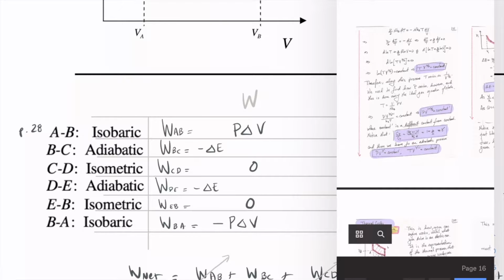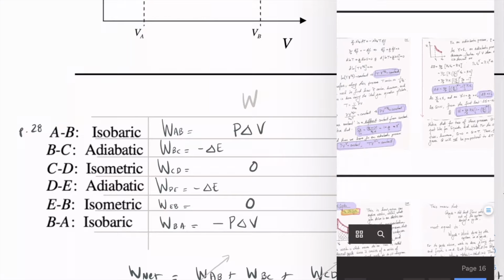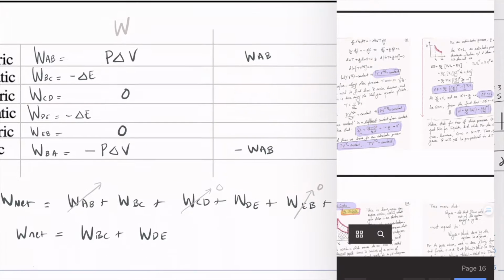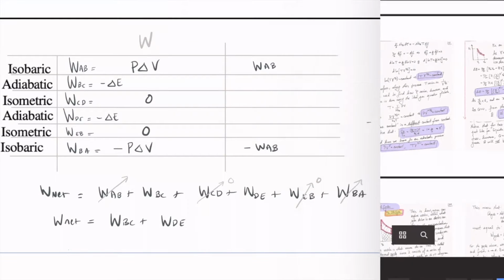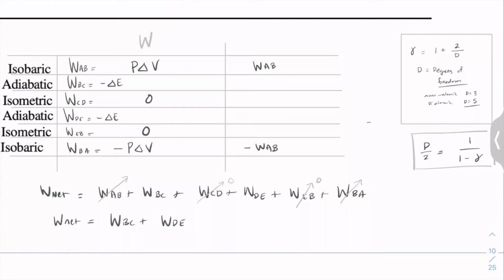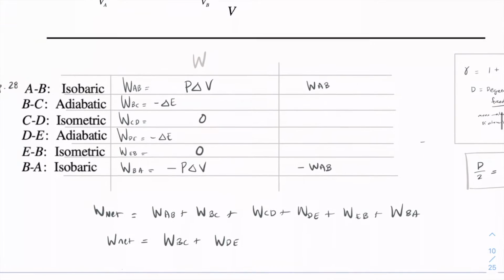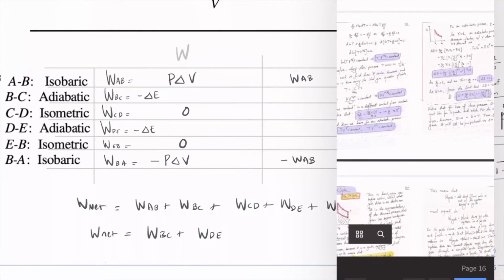I want to look for work because I'm looking for total work, and my equation for net work is going to be all of these things added together. So it's going to be the AB, BC. I'll erase this because I'm maybe one step ahead here. It's going to be all of these added together, right? So the work contributed by every single process in the cycle. Let's see what each of those individual processes would contribute.